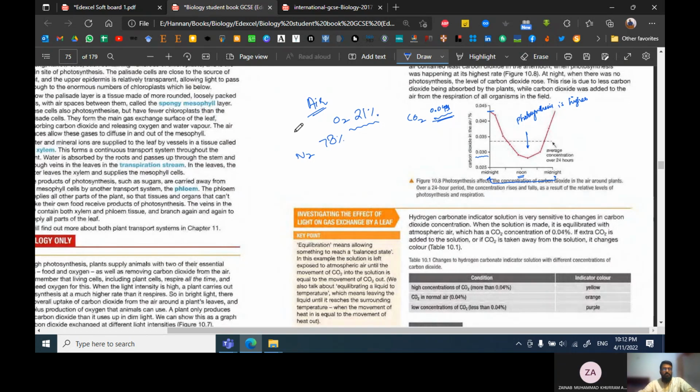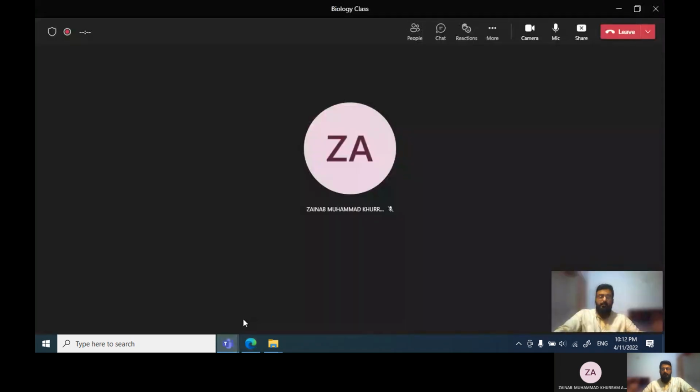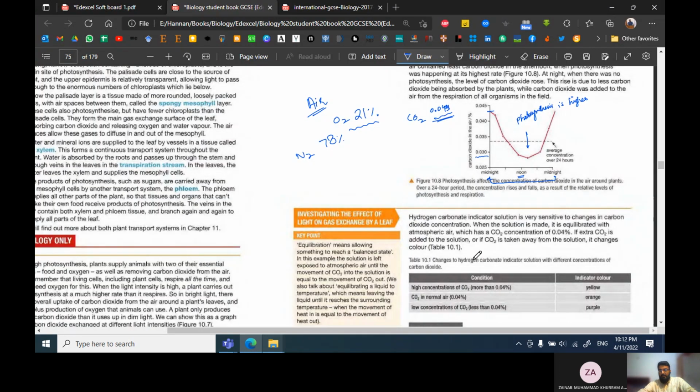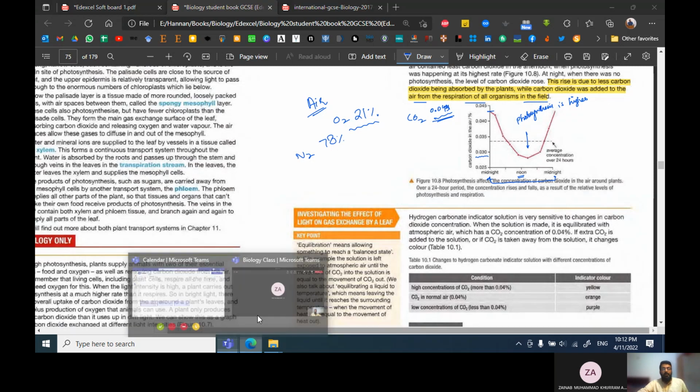So, what I was talking about is that we can feel the variation in temperature, we can feel the variation in light, but we cannot feel the variation of carbon dioxide around the 24-hour clock. So we perform the experiments. For example, this graph that we have just discussed is actually a graph that has been made from a field, where carbon dioxide was added to the air from the respiration of all organisms in the field. We have taken these readings from a ground.